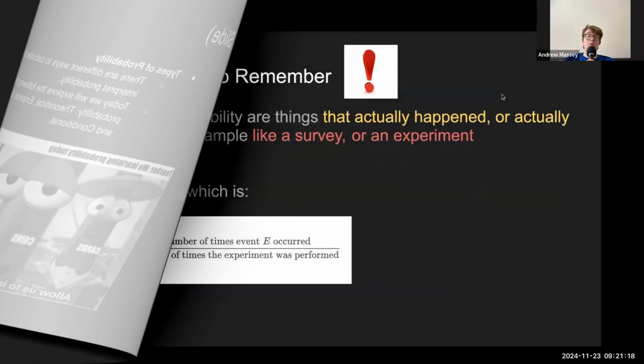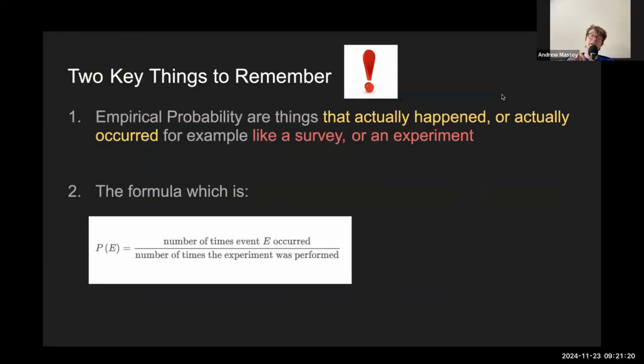Back to you, Andrew. So in this segment, we're specifically taking a look at empirical probability, and there's really two key things to remember here. These are things that we're dealing with things that actually happened or actually occurred, and a few examples are like a survey or an experiment. And the formula, as our textbook puts it, is the number of times event E occurred over the total amount of times the experiment was performed.